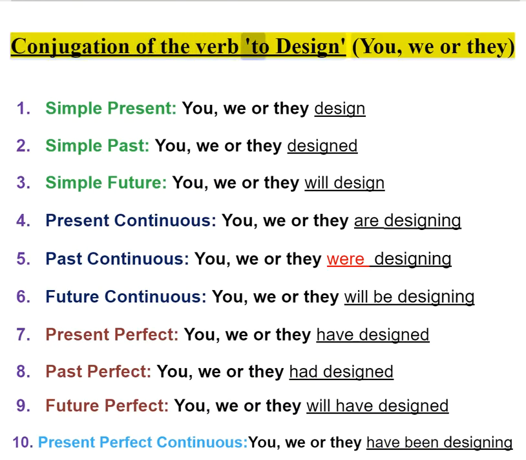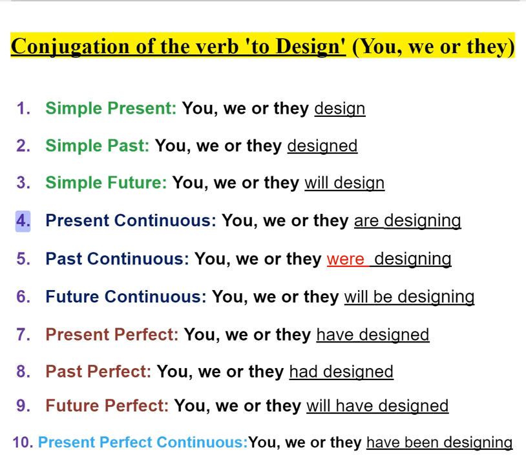Conjugation of the verb to design. You, we or they. 1. Simple present, you, we or they design. 2. Simple past, you, we or they designed. 3. Simple future, you, we or they will design.